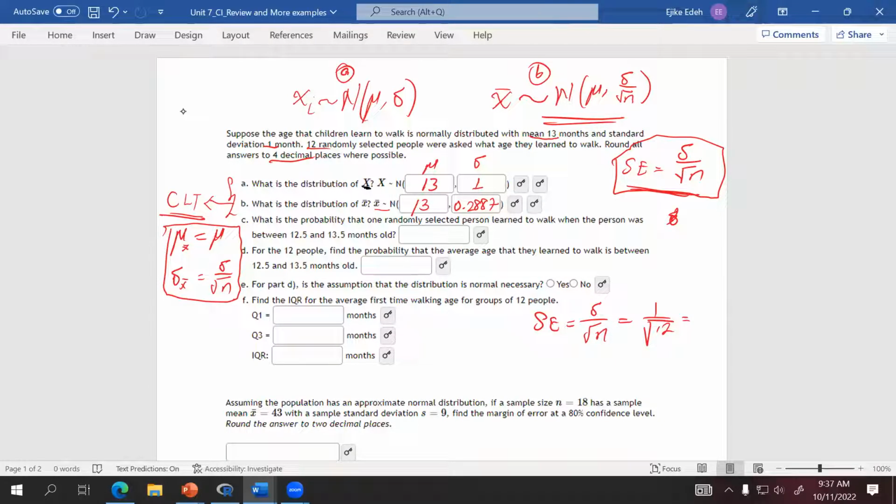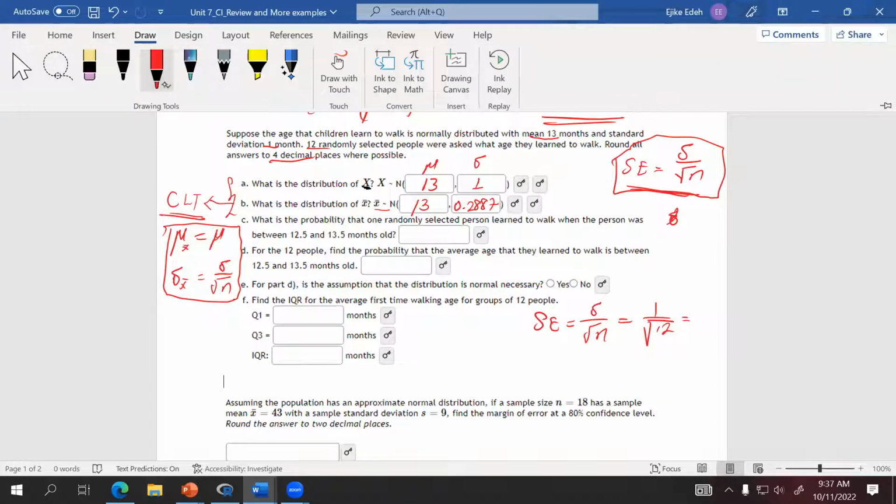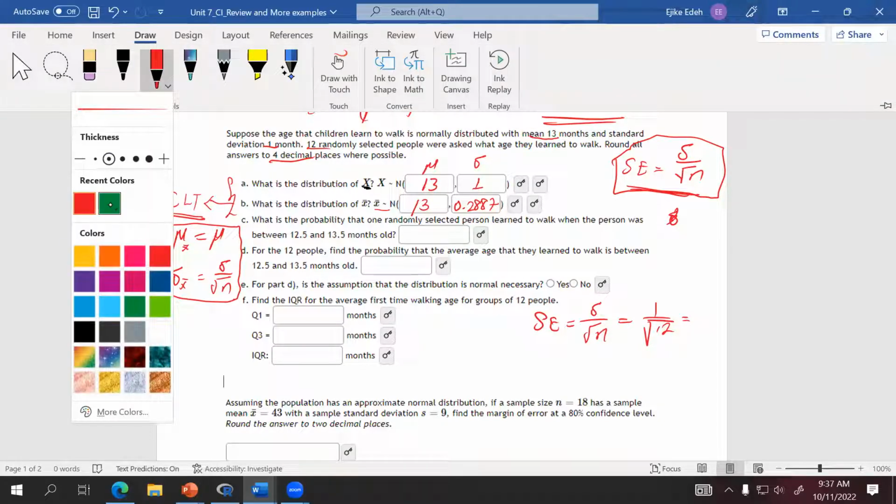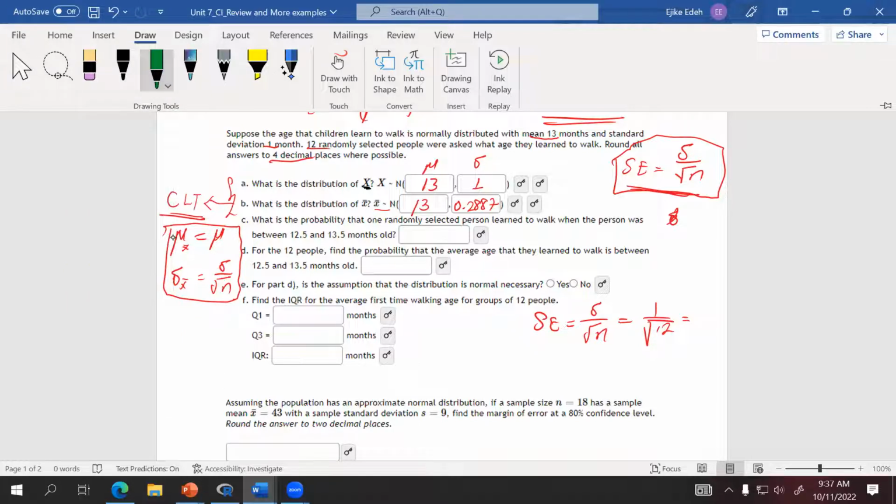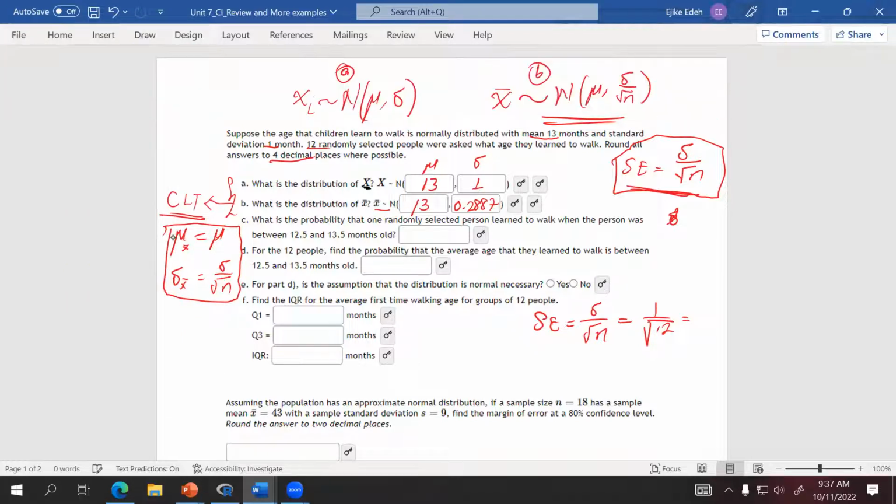Question C says, what is the probability that one randomly selected person learns to walk between these number of months, right? 12.5 to 13.5. So pay attention to the difference between that question and the next one. So C says, what is the probability that one person randomly selected?